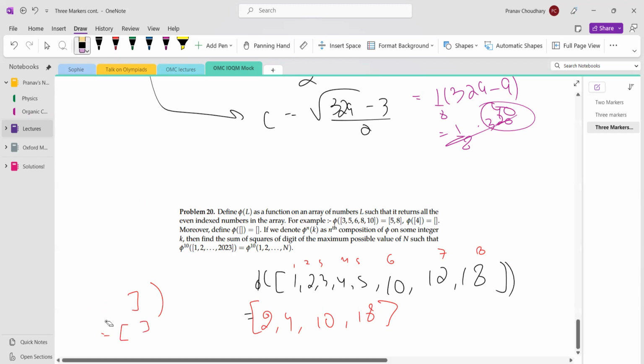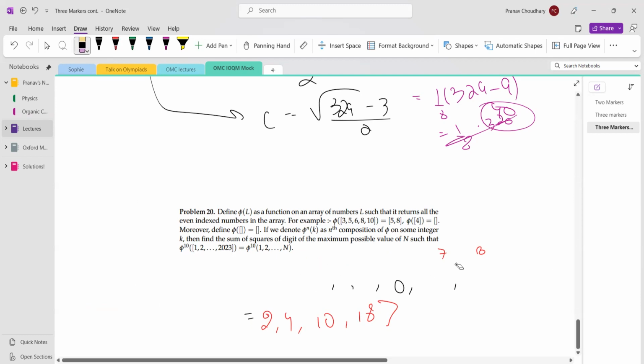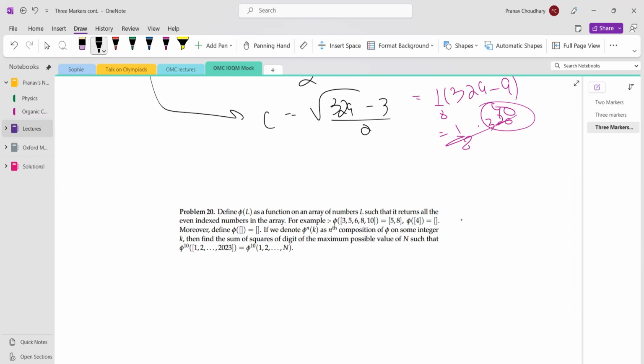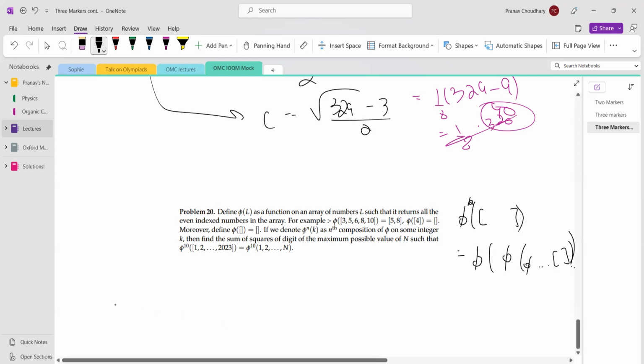And then it just asks you to do computation. So let's see. Phi k of some set is basically phi applied k times, compositionally. So you have to find the largest n such that these two things are equal. Also, a small typo: it should be large brackets here, but I don't think you'll get a bonus for that small thing. Doesn't matter.